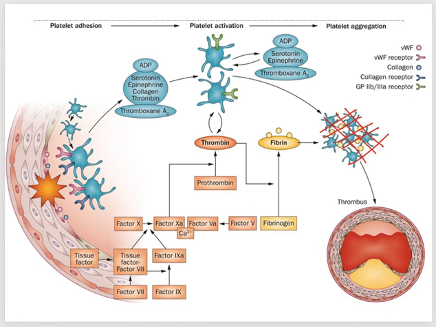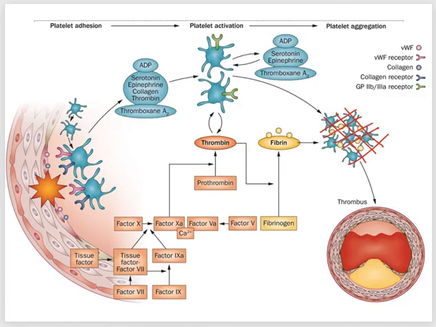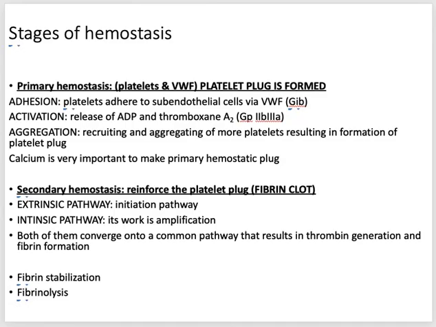This meshwork or these cross linkages, see, cross linking stabilization. So what's going on, all this process is doing is just making cross linkages and making the clot more and more stronger, okay, and that's what we needed. So that is basically the secondary pathway, okay.